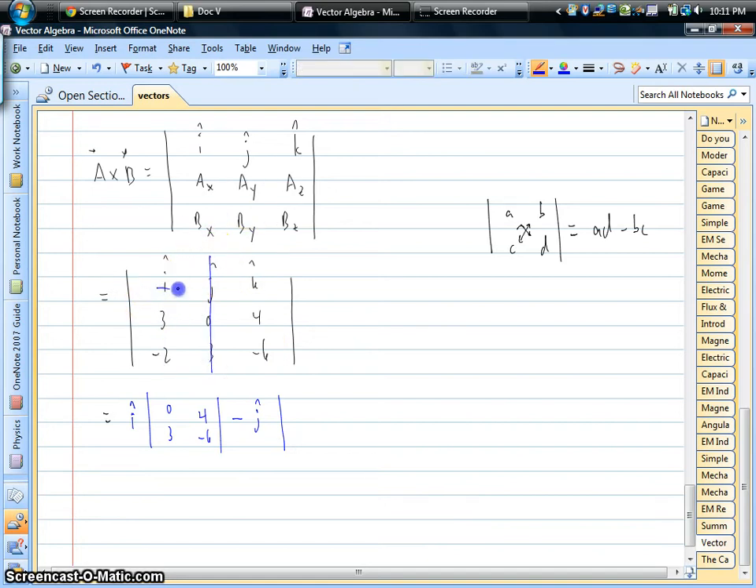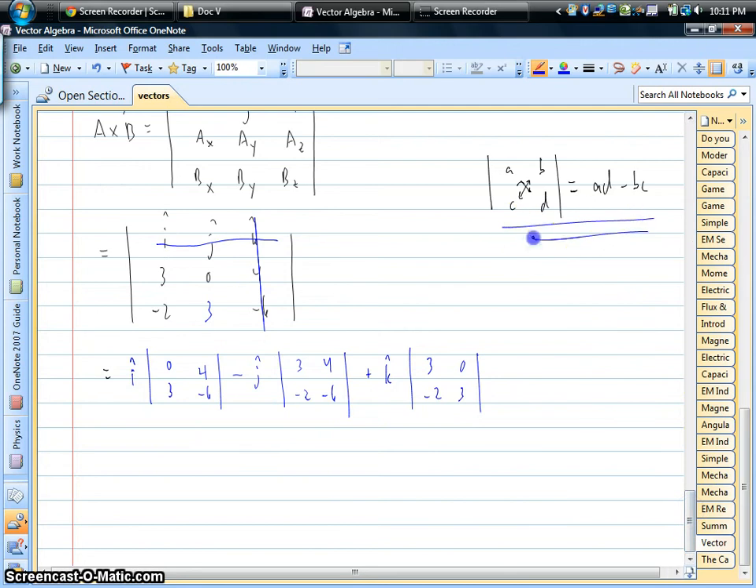Cross out the row and column there, and what you have left is 3, 4, -2, -6. Then you alternate and do a plus for the z component. Cross those out, and what you're left with is 3, 0, -2, and 3. Now we use this 2 by 2 rule, and we can start getting some answers out.